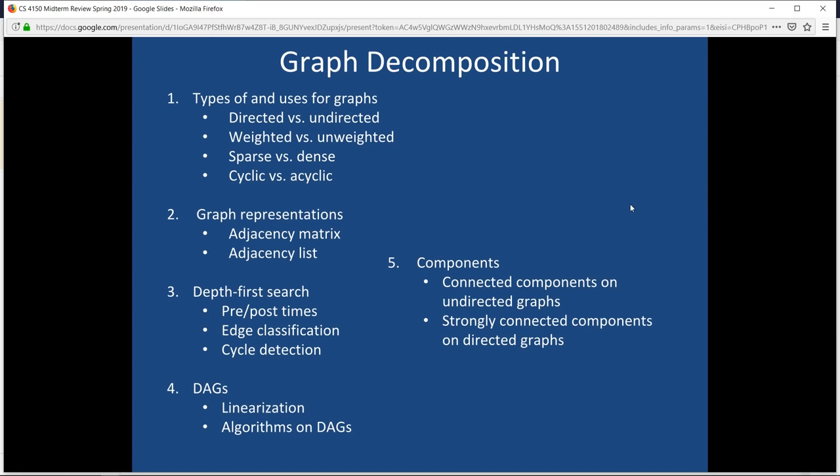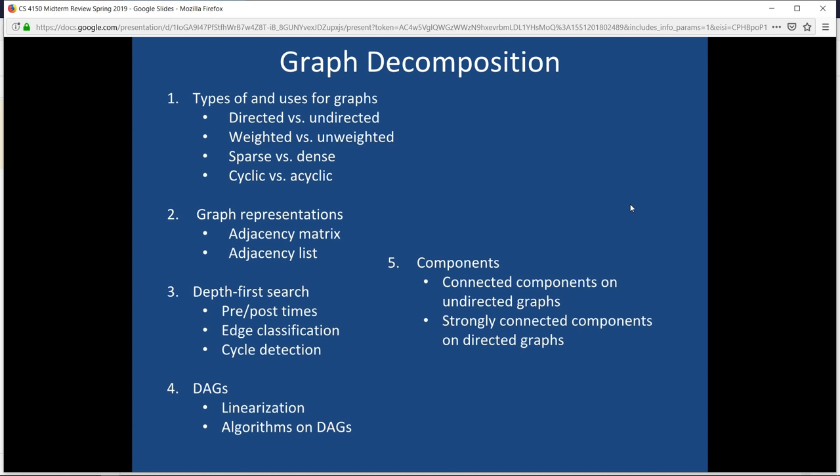All right, we started talking about graphs. And we talked about different types of graphs: directed versus undirected, weighted versus unweighted, sparse versus dense, cyclic versus acyclic. So it's good to have those terms down. We looked at two ways to represent graphs, adjacency matrices and adjacency lists. We know that matrices are good if you have a dense graph. Otherwise, they're not very good.